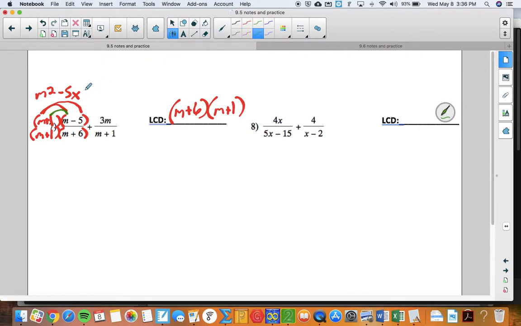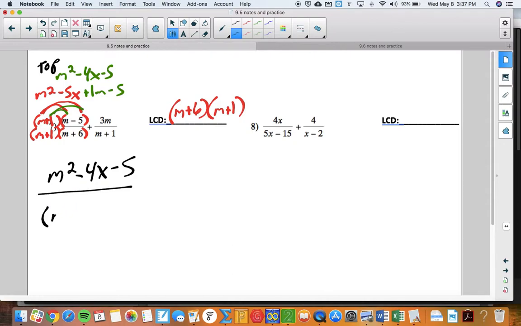So here we get positive 1m and we get negative 5, which simplifies to m squared minus 4m minus 5. So on top, I have this. This is my left top, my top left. So that's m squared minus 4m minus 5 over m plus 1 times m plus 6.